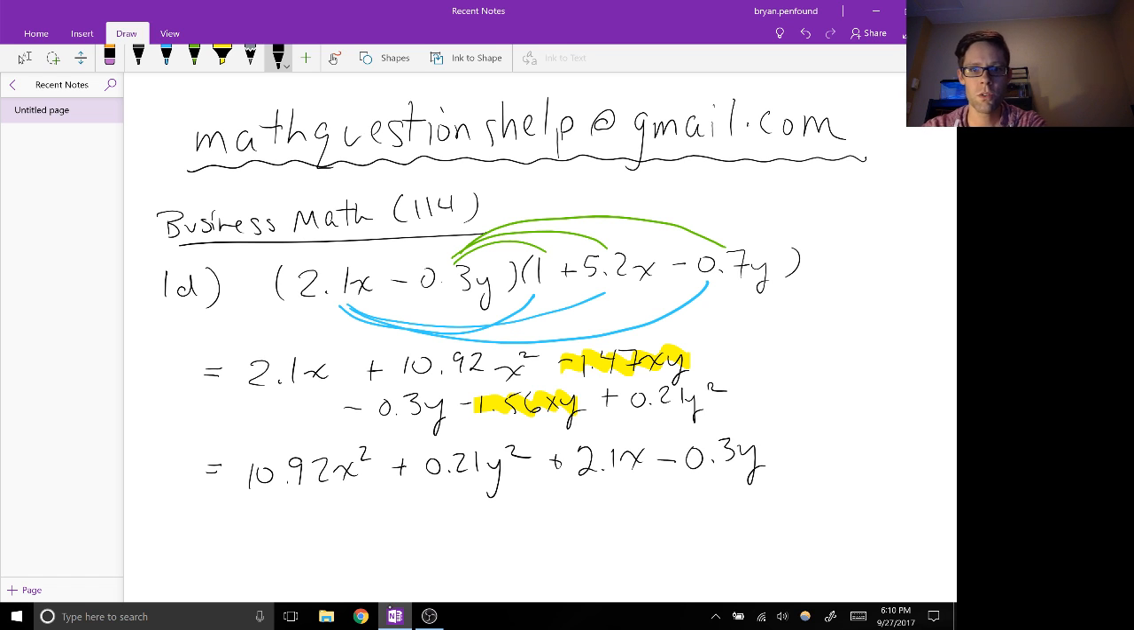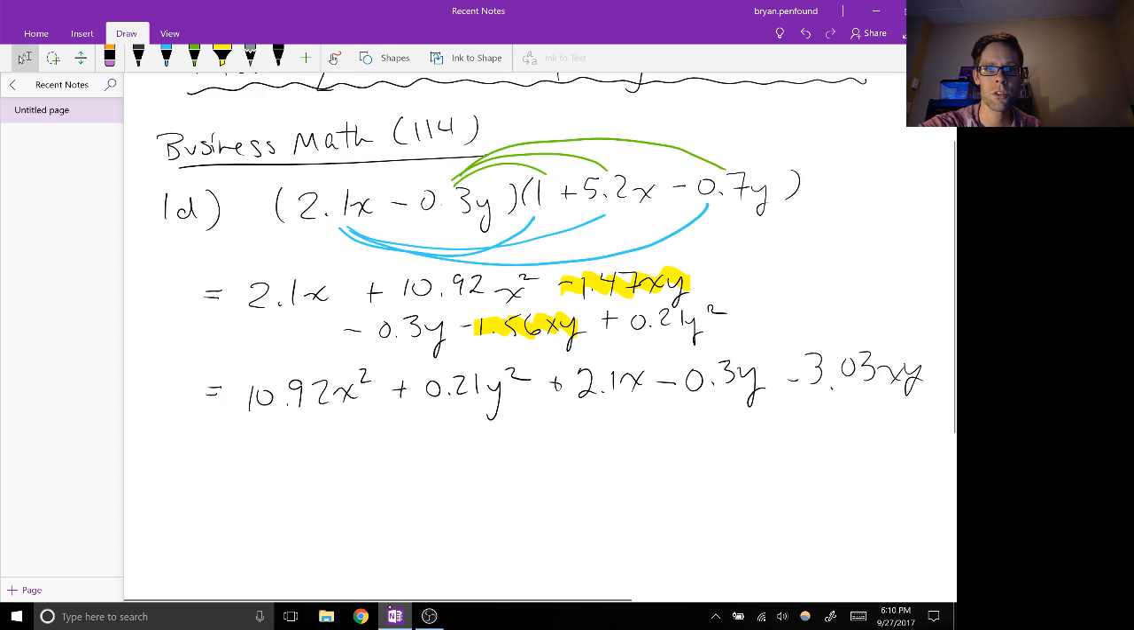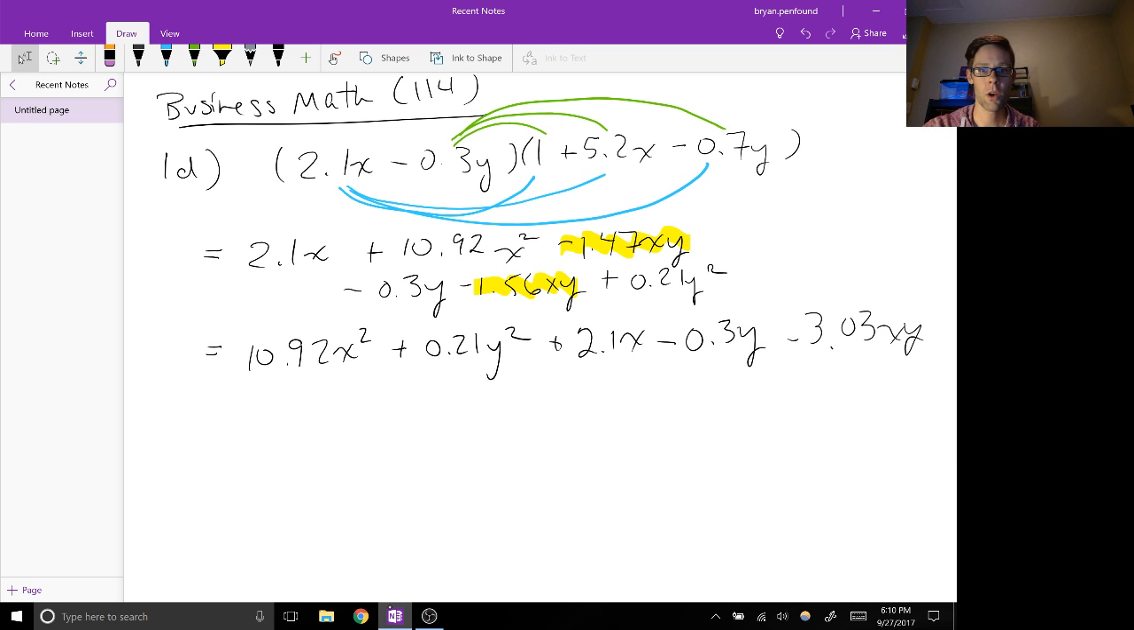So I just need to subtract 1.56 from negative 1.47. And that's going to give us negative 3.03xy's. So here's one possibility on how to expand out this particular expression in 1D.